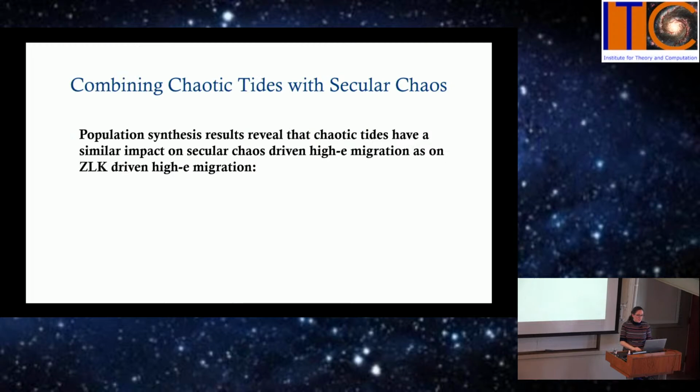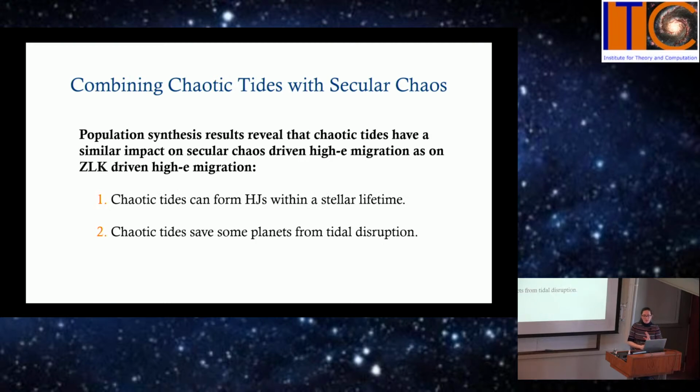And we can see from population synthesis results some similar results to what we saw with the other flavor of high eccentricity migration, namely that chaotic tides can form hot Jupiters efficiently within a stellar lifetime, and also that they can save some planets from tidal disruption and therefore increase the formation fraction that you would expect from high eccentricity migration.